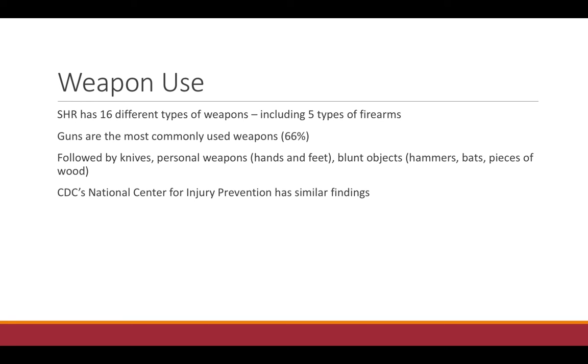The SHR tracks 16 different types of weapons, including 5 types of firearms. Guns are the most commonly used weapons. They're used in 2/3 of all homicides. It's followed by knives, personal weapons, blunt objects. This makes sense because it's just significantly easier to kill somebody with a firearm and then a knife, and then obviously it becomes more difficult when you're using your hands or feet or other types of blunt objects. And when we look at data from the CDC's National Center for Injury Prevention, they find similar findings.